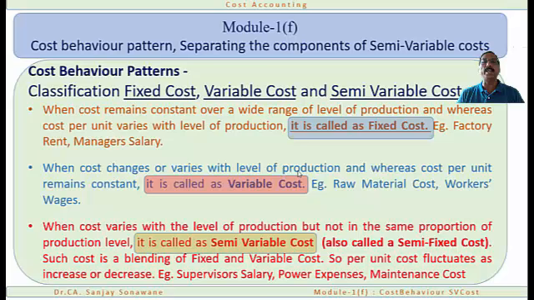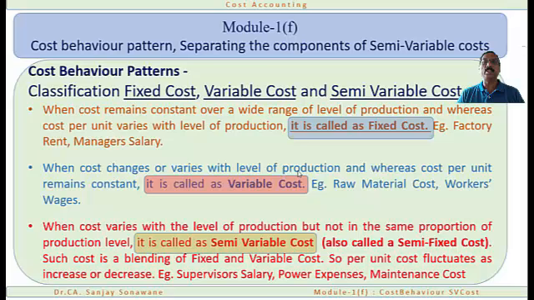So let us understand here that when the level of production changes, our total cost keeps on changing. If level of production is double, our total cost will double. But if you calculate the per unit cost, it remains constant. It will remain the same irrespective of production level, whether you are manufacturing 1 unit or 100 units. Example once again to read: raw material cost.